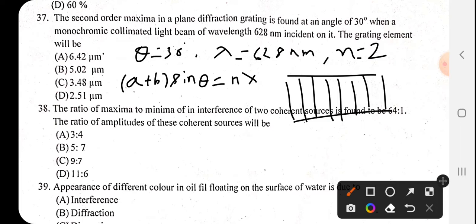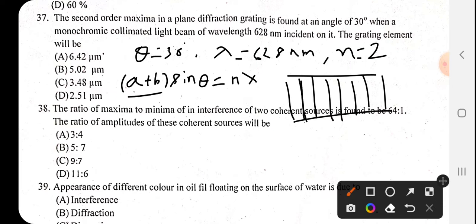So this is the arrangement of a large number of parallel slits placed close to each other and separated by opaque spaces or opaque surfaces. This is called the grating.